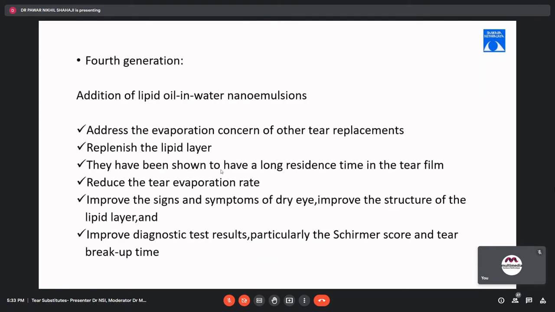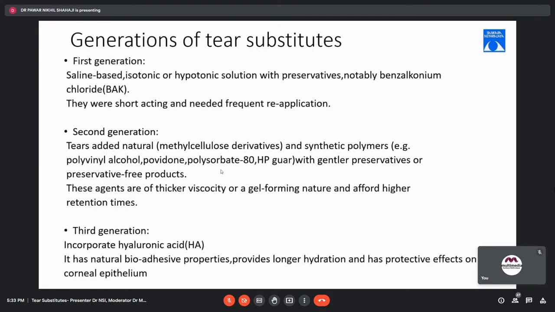So this is a very important slide where he has put up the four generations of the tear substitute. But is this an FDA approved classification? No, ma'am. Okay, where did you get this from? I have sent you the link. Okay, go ahead. You have to write the reference from where you got it. That's why I'm asking you.